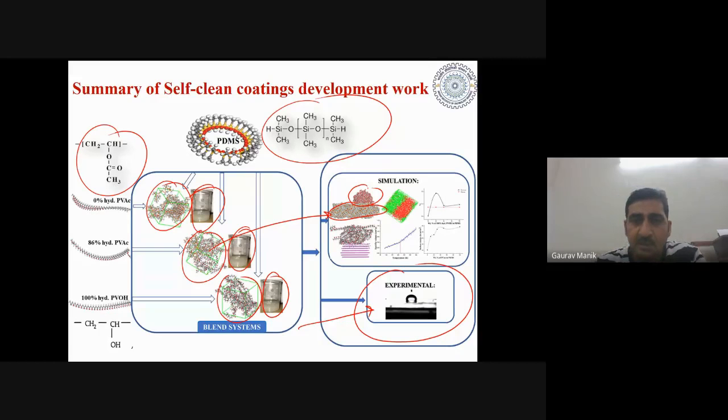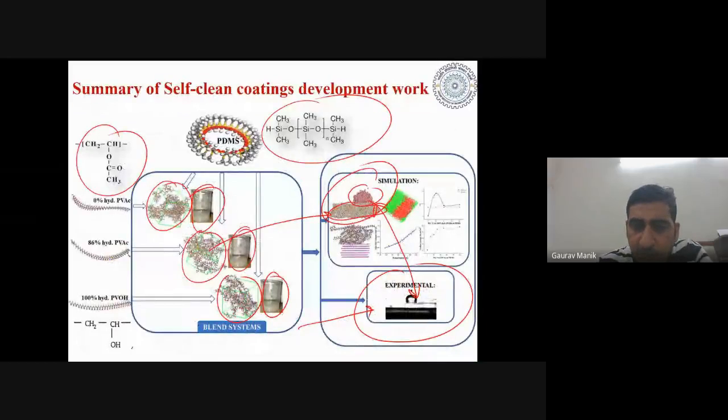The results show that whatever we have found as part of the simulations in terms of contact angles, these very much agree with whatever has been found experimentally. So this is a very classic use of molecular simulations to understand the surface behavior and also evaluate the contact angle properties.